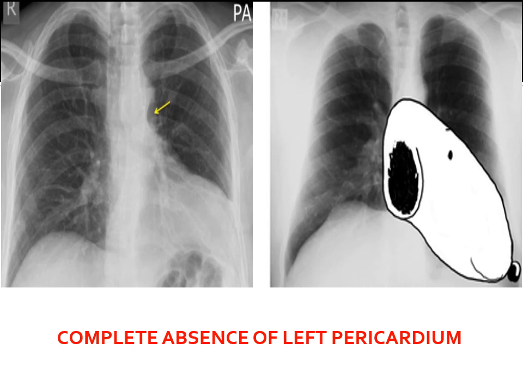There is leftward shift of the cardiac apex. So all these features result in the appearance of Snoopy dog. So this is the Snoopy dog appearance which we get in complete absence of the left pericardium. There is also non-visualization of the right cardiac border in absence of the left pericardium.